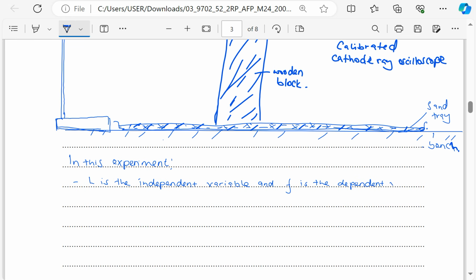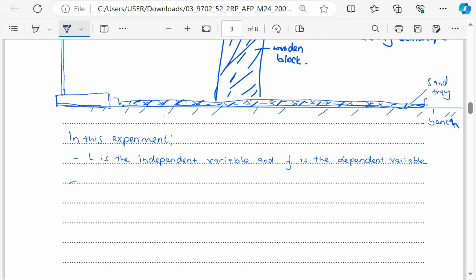F is the dependent variable. So the quantity which I'm going to ensure is kept constant is rho. So I will keep the density rho constant. You will not be credited for saying that rho is the variable, the control variable, not at all.